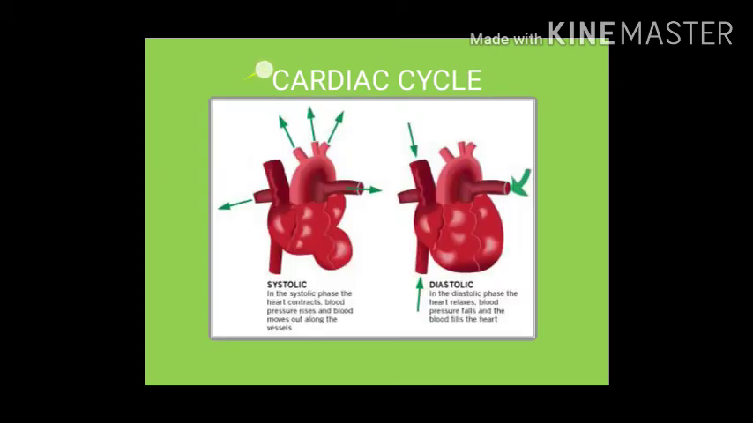Now in this diagram, you can see diastole and systole. In diastole, the heart relaxes, blood pressure is very low and blood fills the heart. You can see arrows showing that blood is entering into the heart. Now coming to systole, the heart contracts, the blood pressure rises and the blood moves out of the vessel. So arrows are showing that blood is moving out of the vessel. So in one, the heart is relaxed and in the other, the heart is contracted.